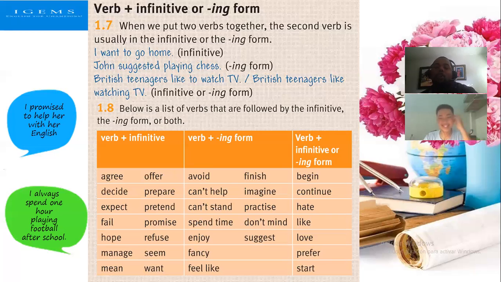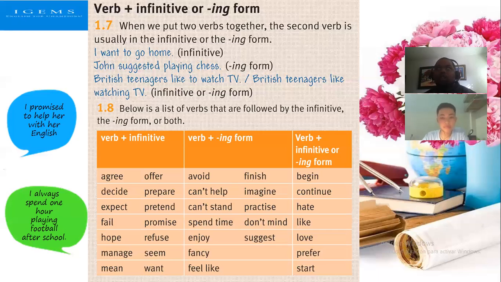Okay, so let me see another example. Enjoy. I enjoy reading books in my free time. You see the difference? Now I think you are able to identify the difference. And there will be cases in which you can use the infinitive or the ing form. But there are some cases in which you might not be able to do it by no means.